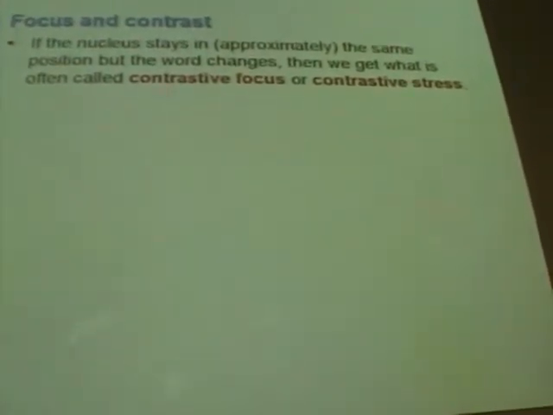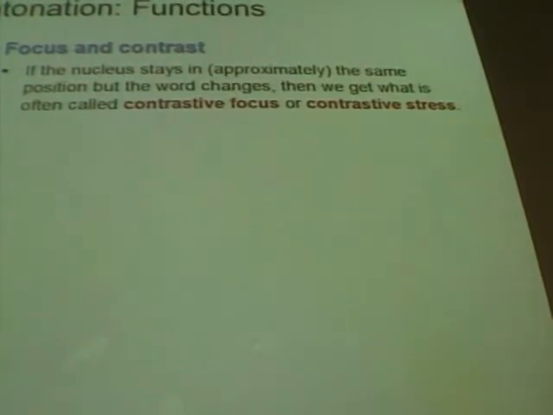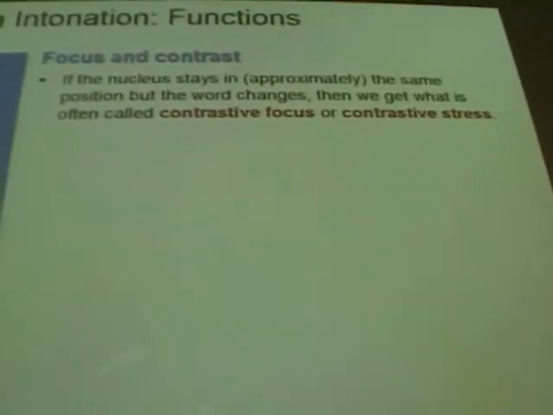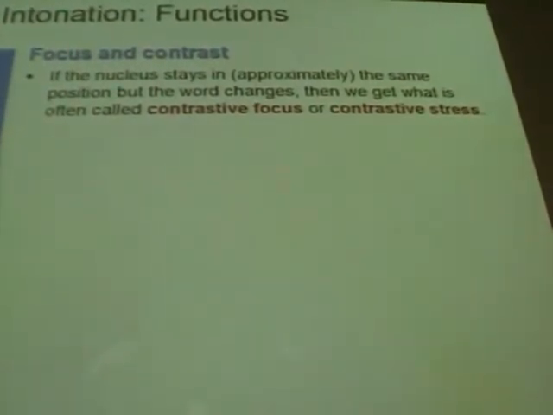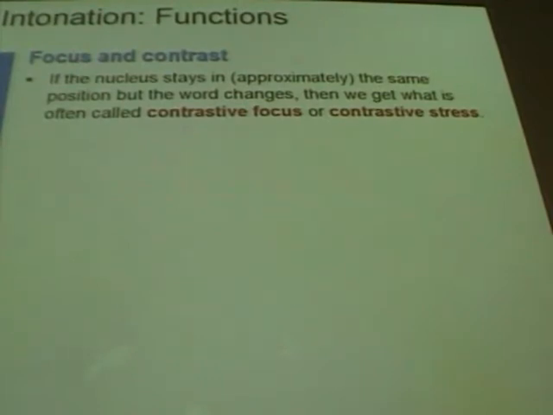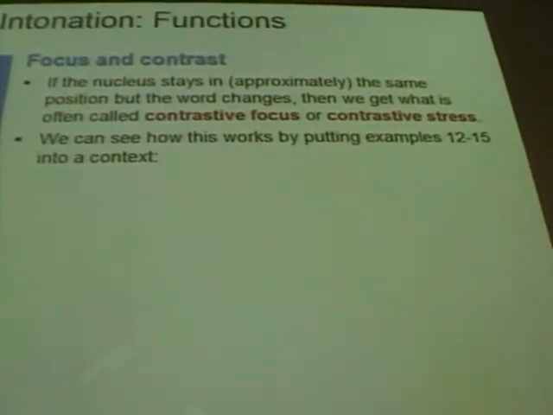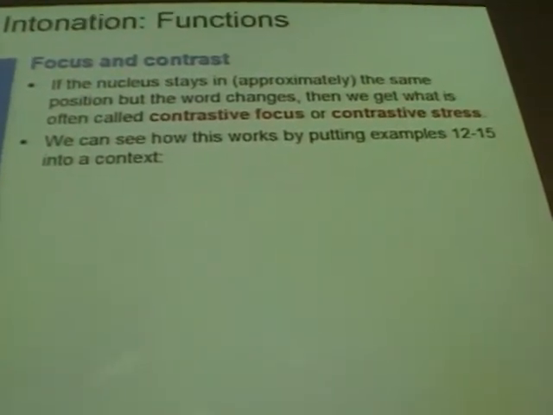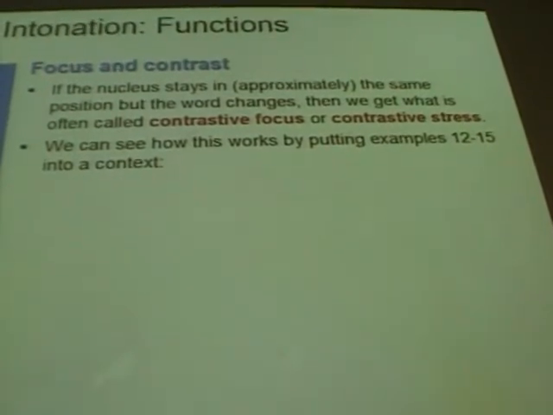Now, that involved moving the nucleus about a bit, but it is possible that the nucleus stays in approximately the same place, but the word changes. And when that happens, we get what is referred to in the literature as contrastive focus or contrastive stress. Now, what do I mean by this? Well, if you have in front of you examples 12 to 15, I'll put them into a context for you, and you can see how this contrastiveness is working.